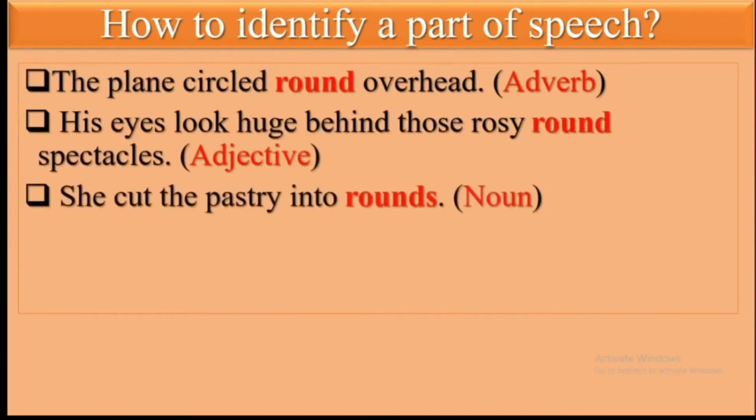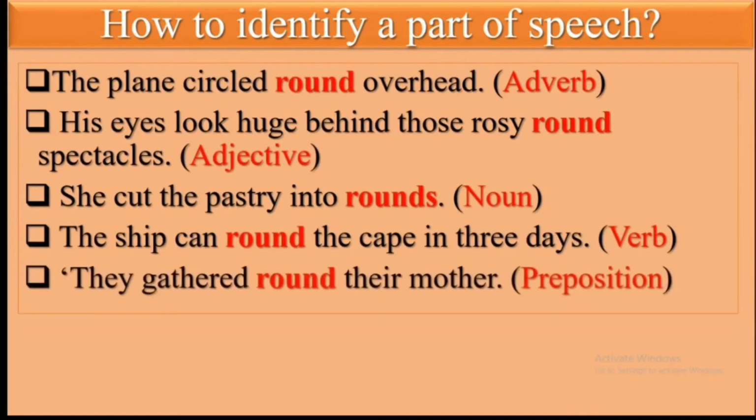Here are some other examples of using the same word as different parts of speech. The first one: the plane circled round overhead. Here the word round is an adverb because it modifies the verb circled. Second sentence: his eyes look huge behind those round spectacles. Here round is an adjective because it modifies the noun spectacles.